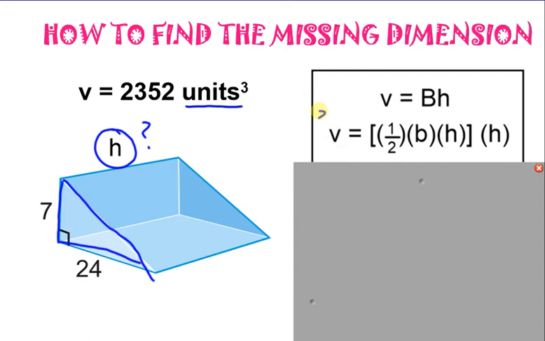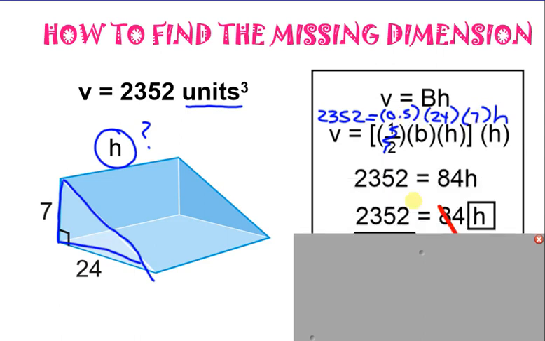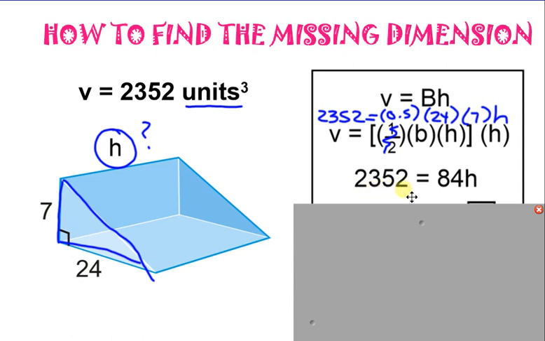So my volume is 2,352 equals, I like to use 0.5. The base of the triangle is going to be 24. The height is 7. And I do not know the height of the entire shape, of the entire prism, so I have H. Now I need to simplify. 0.5 times 24 times 7. And I'm going to get 2,352 equals 84H.